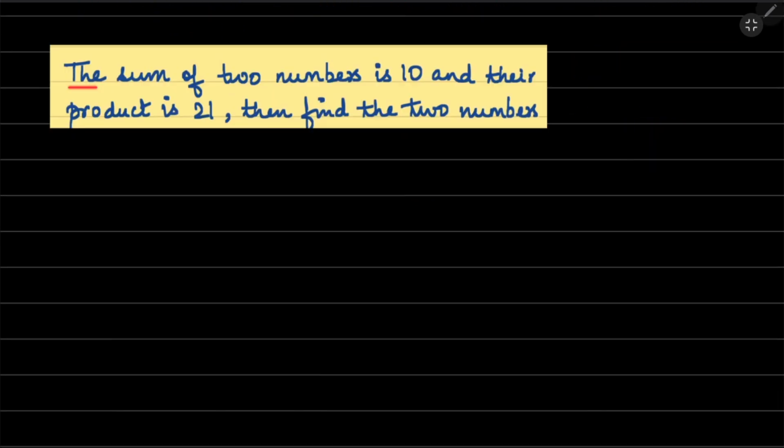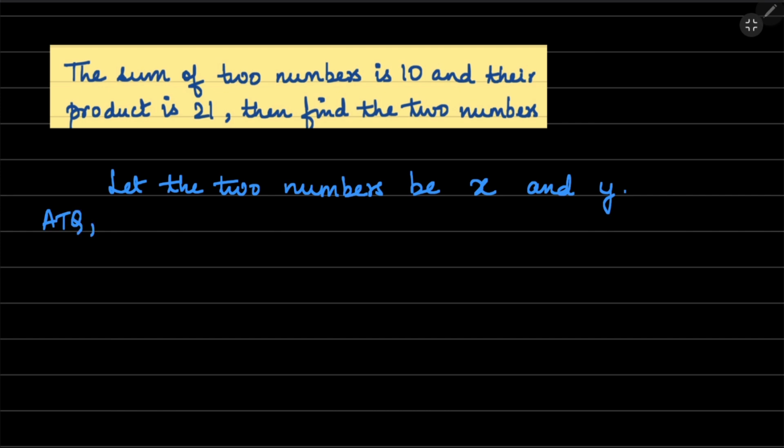Moving on to the next question. The sum of two numbers is 10 and their product is 21. Find the two numbers. So let the two numbers be x and y. So according to the question, what are you given? The sum of the two numbers, that is x plus y is equal to 10. This is the first equation, and their product, that is x multiplied by y, x into y is 21. This is equation number 2, right?